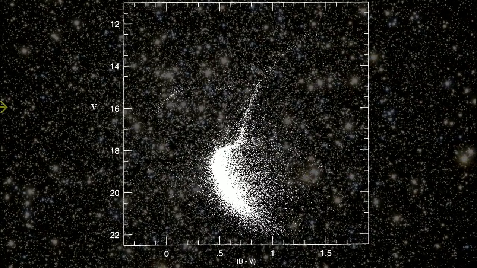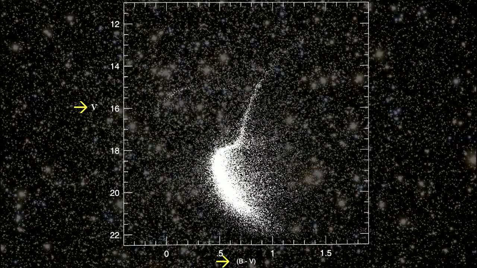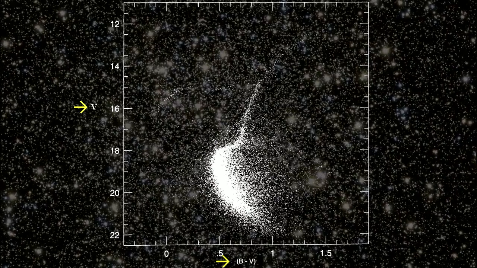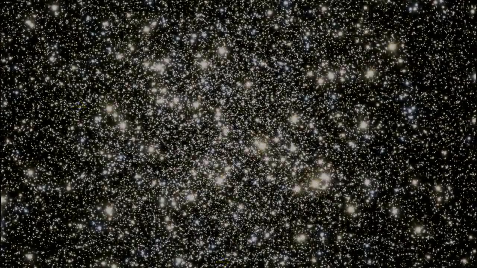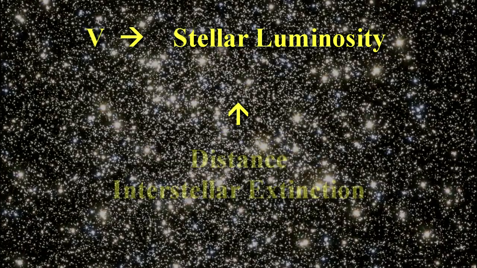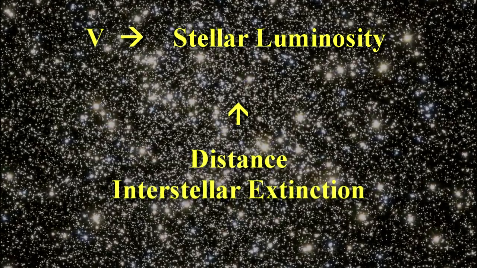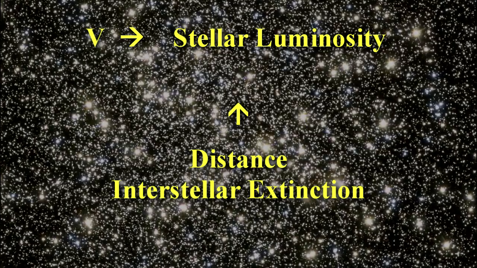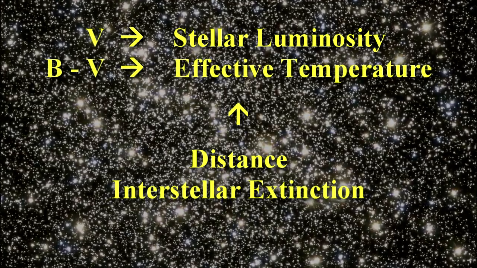V is the visual apparent magnitude of a star and B minus V is its apparent color, as measured from the difference between the blue magnitude of the star measured through a B filter and the visual magnitude of the star measured through a V filter. The apparent magnitude V is a measure of the luminosity of the star, provided that we know how far away it is and how much of the original light is lost through absorption by interstellar gas and dust, that is, because of interstellar extinction. The color B minus V of the star is a measure of its effective temperature.